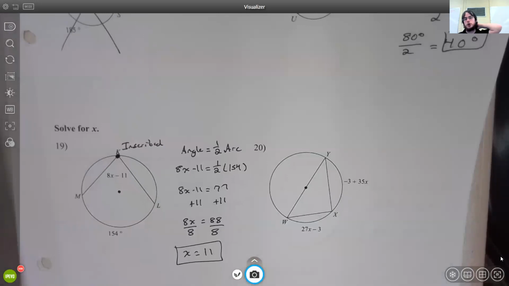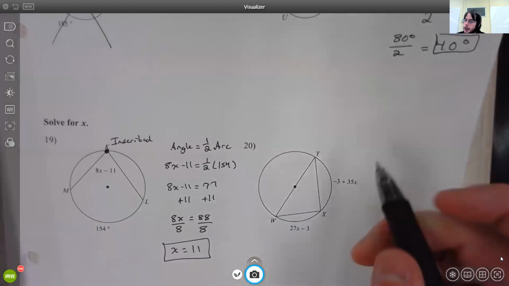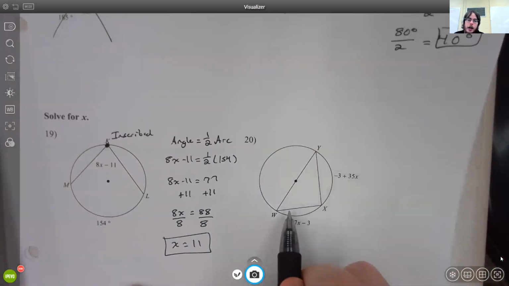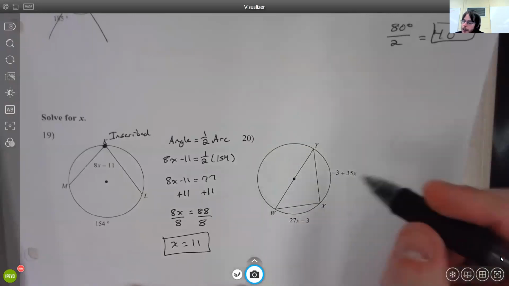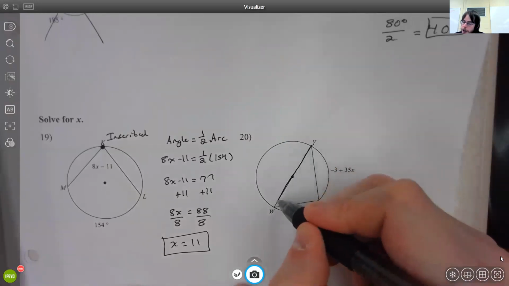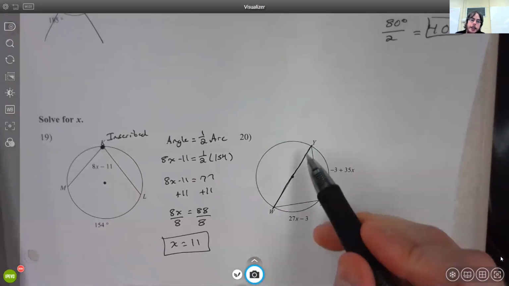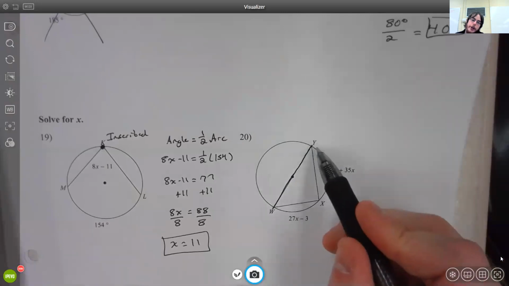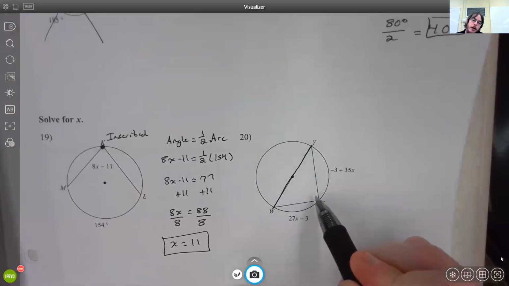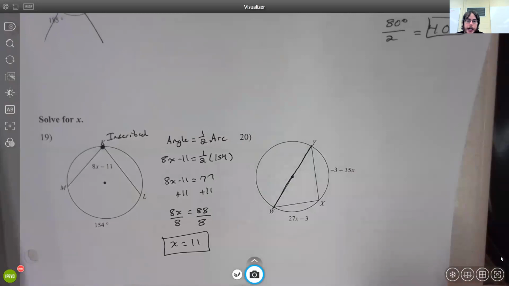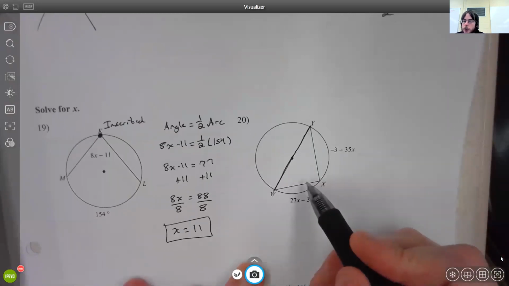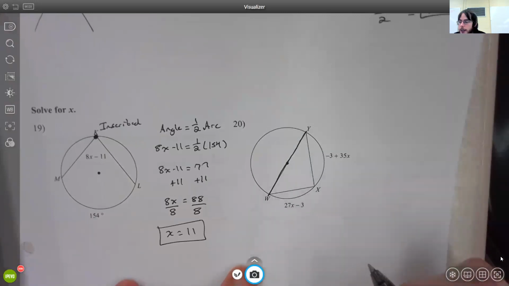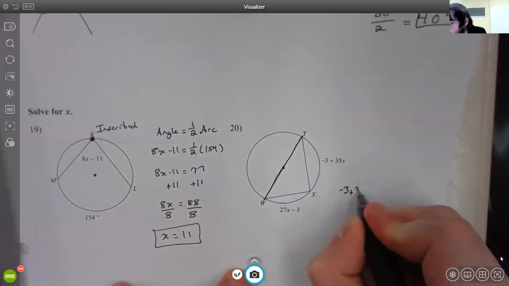And then finally, number 20. You see here that we have -3 plus 35x and 27x minus 3 on the arcs. And you'll also notice that we have a diameter here. Well, if we have a diameter, we know that we have 2 semicircles. So if you look at this arc and this arc, what do they equal when put together? Well, you should see that those are equal to 180. So we can add these 2 arcs together and set them equal to 180 to solve for x.